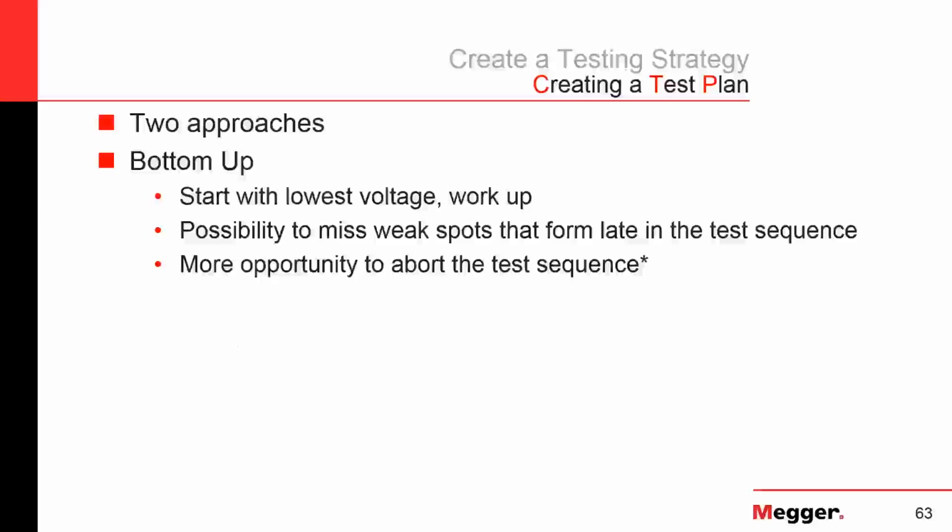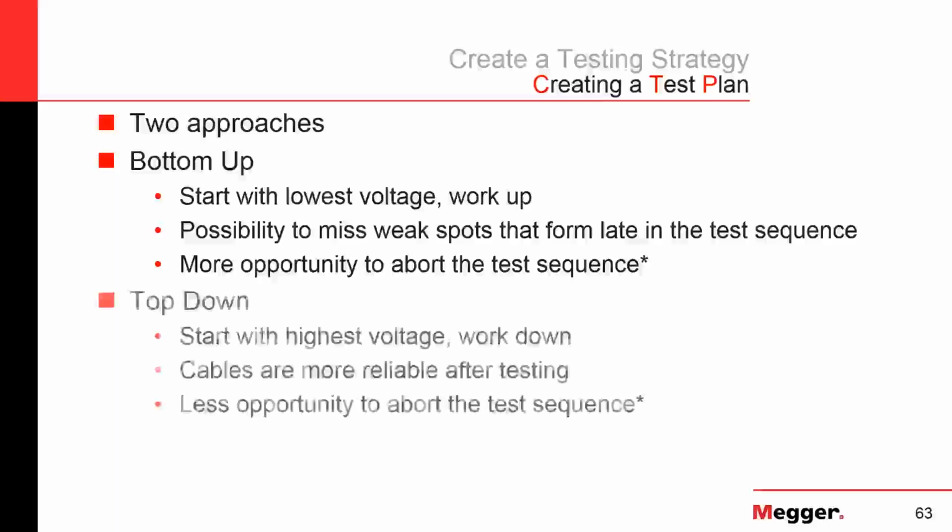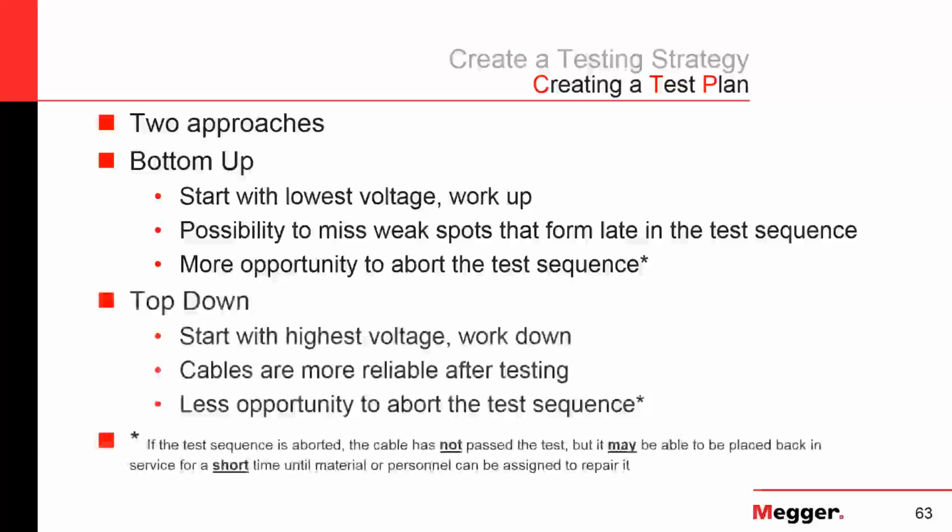So when we talk about creating a testing strategy next, there are really two approaches to this. The bottom-up voltage approach would be starting with the lowest voltage and working your way up. And this has a problem. There's a possibility to miss weak spots that form late in the test sequence. But you do have more opportunity to abort the test sequence.